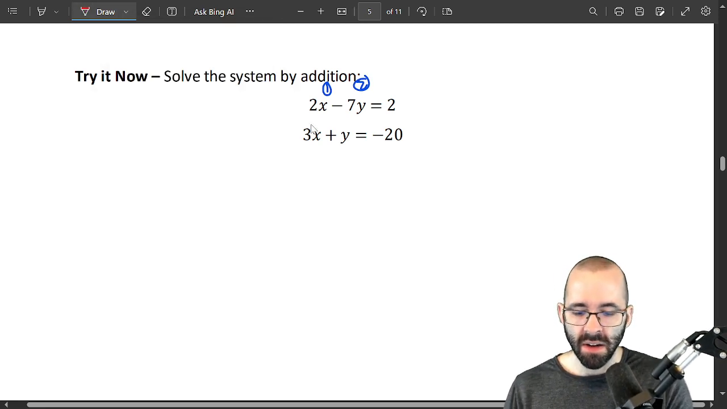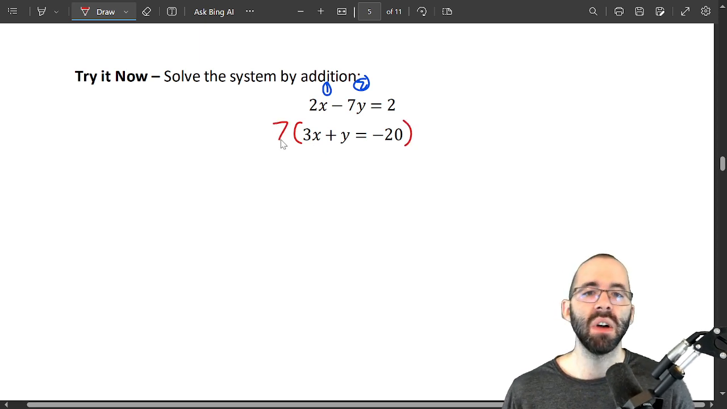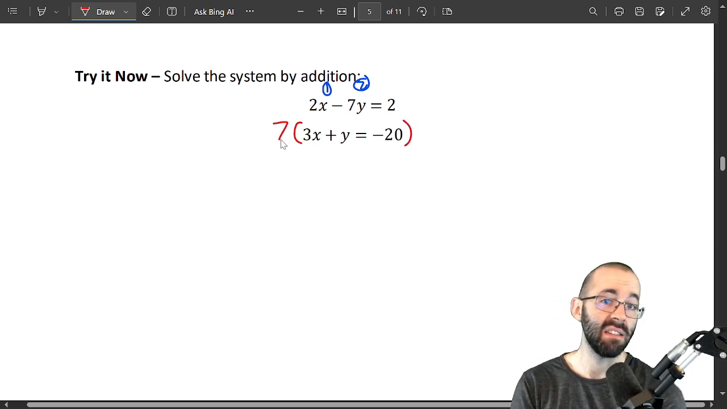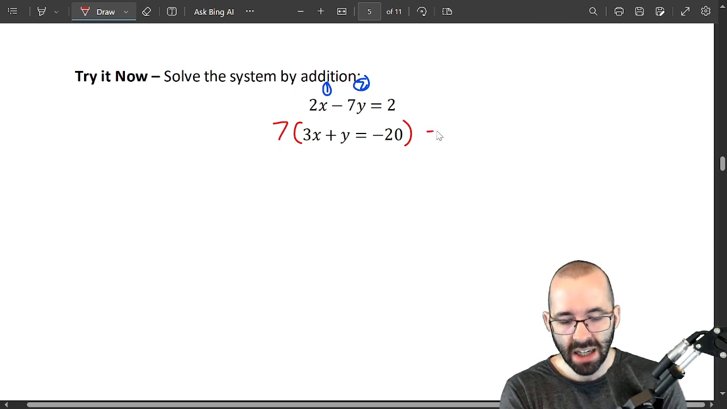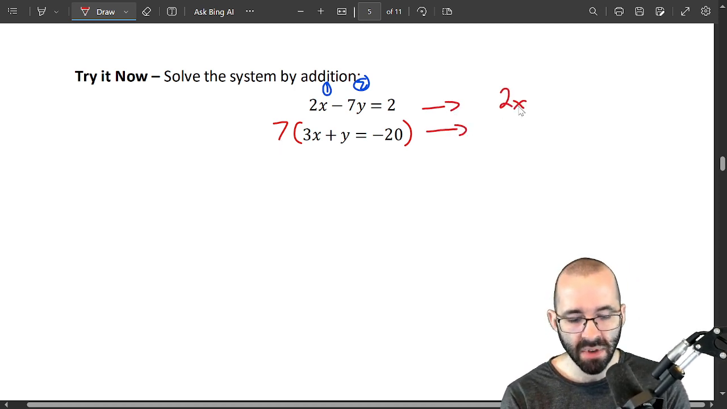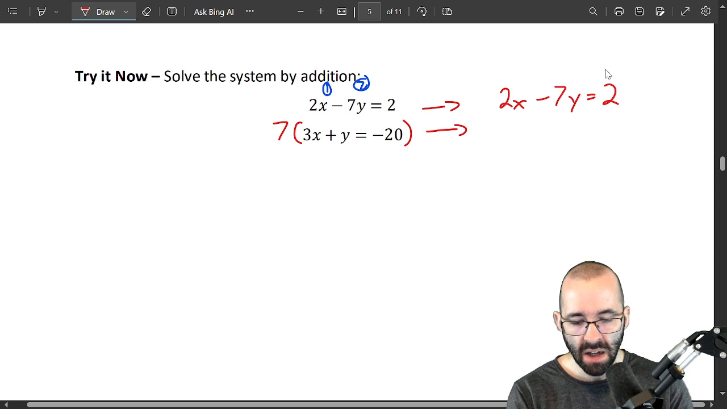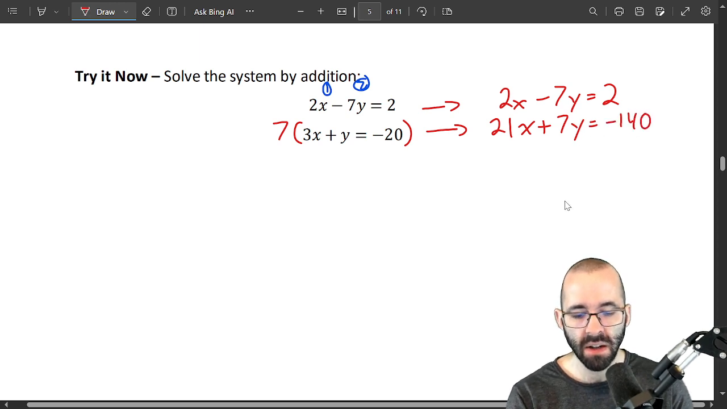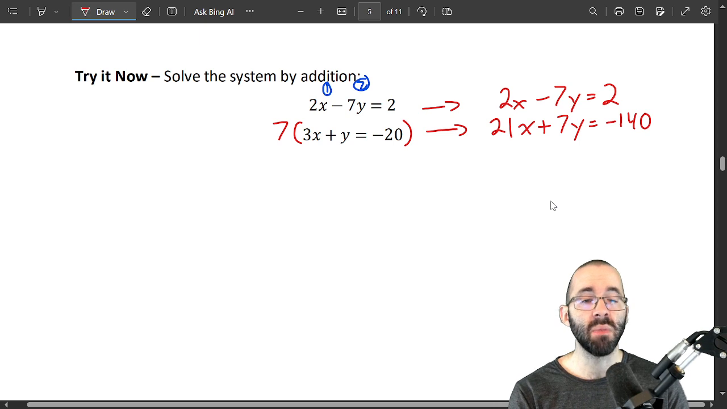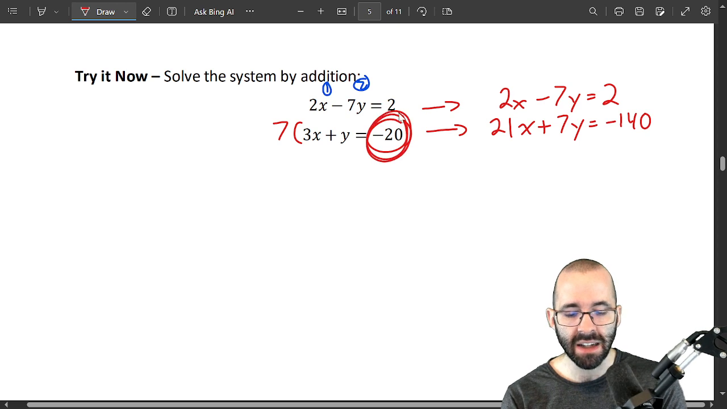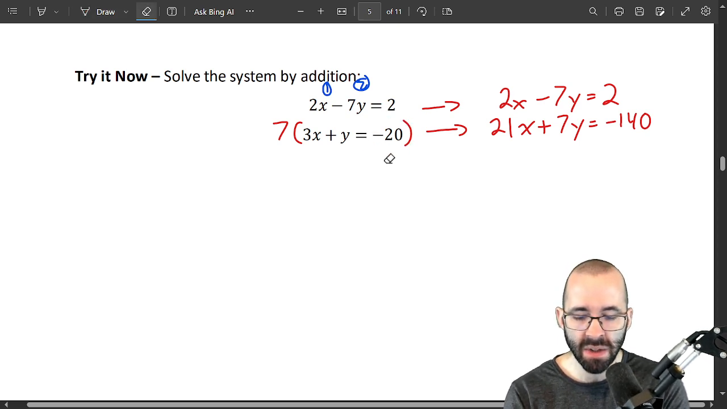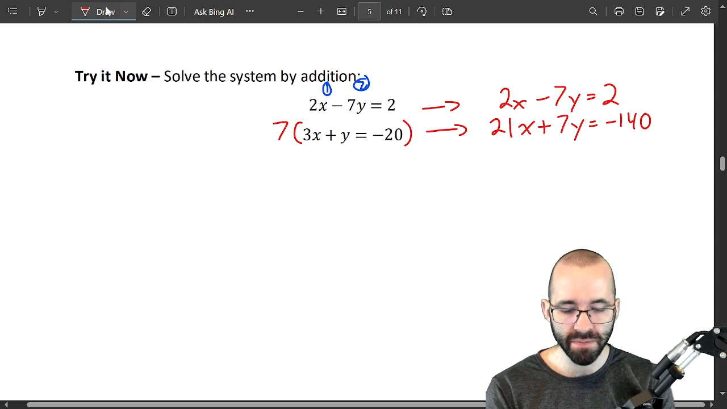Step 3 is multiplying. What I see is that I can just multiply the second equation by 7, and that's it. Because if I multiply the second equation by 7, look at the two equations that we get. We get 2x minus 7y equals 2. Nothing changes for the first equation. And when we multiply the second equation by 7, we get 21x plus 7y equals negative 140. Be very careful to remember to multiply the right-hand side as well. Make sure this guy gets the 7 as well. Whatever we do to one side of an equation, we have to do to the other.